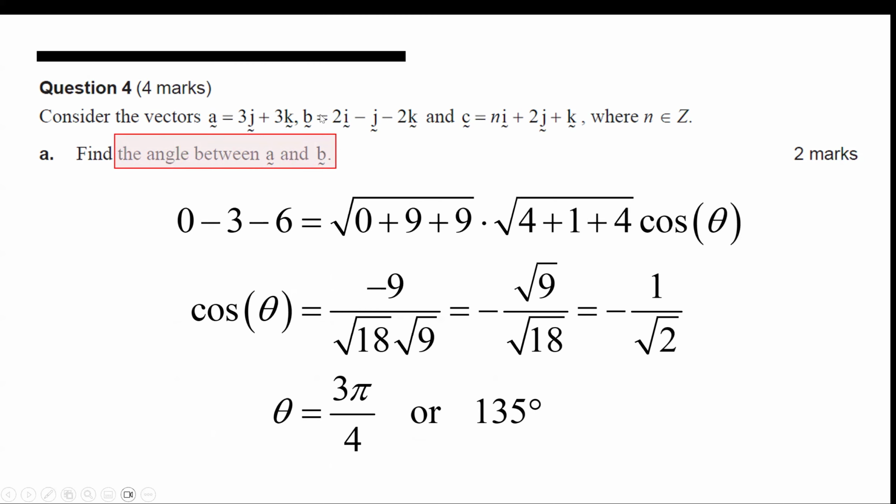So it's 0 times 2, and -3 is 3 times -1, and 3 times -2 is -6. So this is A dot B. And then you multiply the magnitudes and multiply cosine theta. That's the angle between A and B.